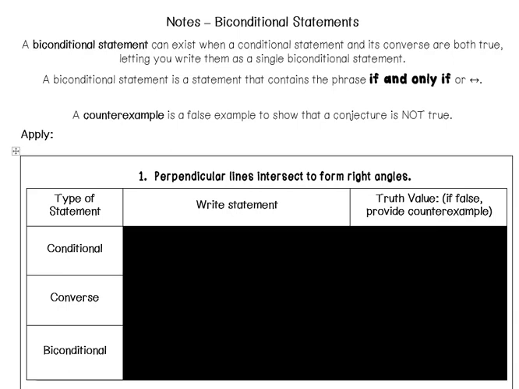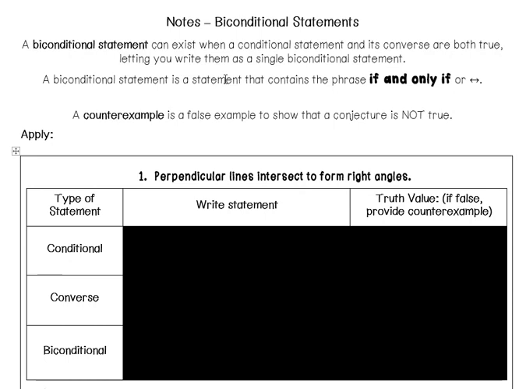In this video, we'll be reviewing biconditional statements. A biconditional statement can exist when a conditional statement and its converse are both true, letting you write them as a single biconditional statement. A biconditional statement is a statement that contains the phrase "if and only if," or the double-sided arrow. A counterexample is a false example to show that a conjecture is not true.